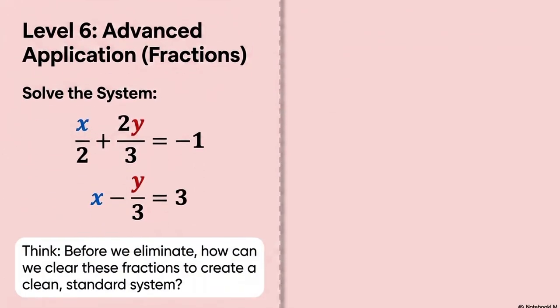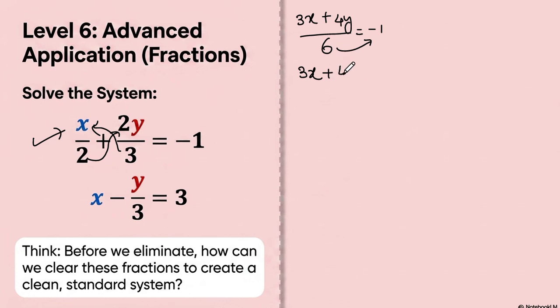Look at the next. Now the equations are not given properly. We have to simplify these equations and then use elimination. It is given x by 2 plus 2y by 3 is equal to negative 1. So we'll do the cross multiplication first. 3 into x, which is 3x, plus 2 into 2y, which is 4y, all divided by 2 into 3, which is 6, is equal to minus 1. Then if we take this 6 to the other side in multiplication, we'll get 3x plus 4y is equal to minus 6.